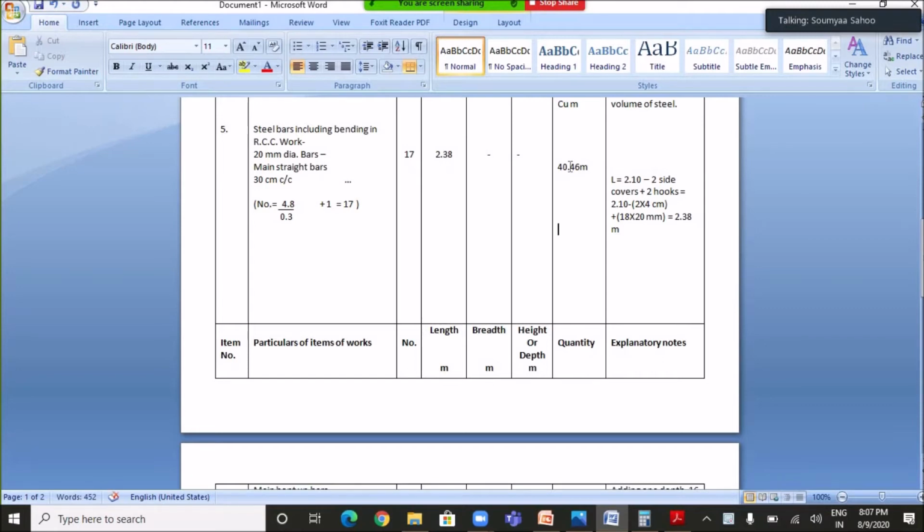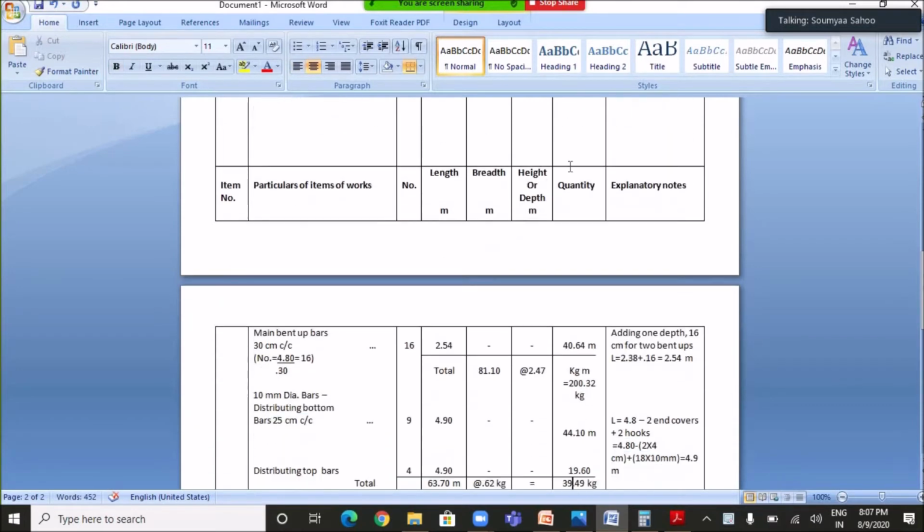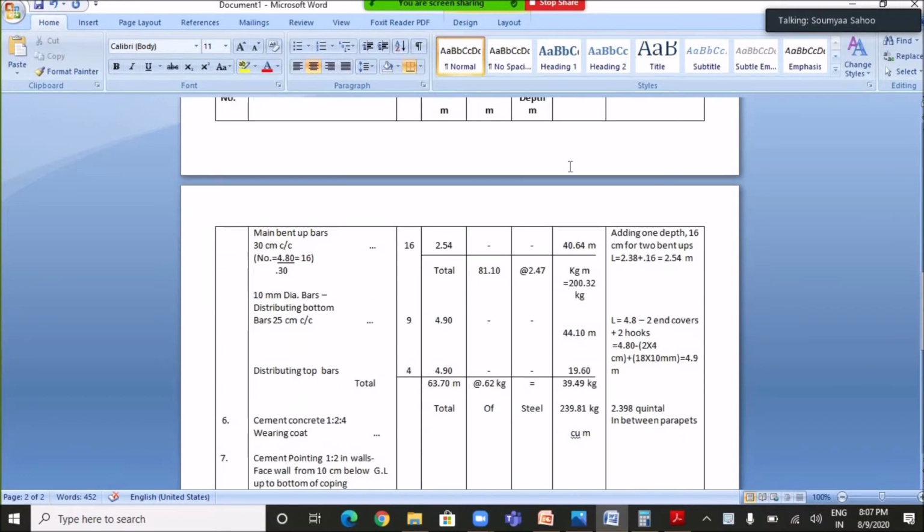Then next we have to find out the number of main bent up bars. In order to find the number of main bent up bars, we divide the entire length of the slab with the center to center spacing. So 4.8 divided by 0.3, which is equal to 16. So 16 number of main bent up bars are provided, and the length of the bent up bar is calculated by adding the length of the main straight bar with the additional length of bent up.